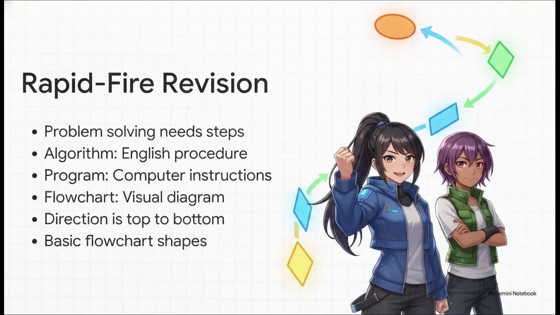Remember, problem-solving requires sequential steps. An algorithm is that step-by-step procedure written in simple English. A computer program is when we give those exact instructions to a computer. A flowchart is simply the visual diagram of that algorithm. The general flow direction is always top to bottom or sometimes left to right. And our core shapes are the oval for start-stop, parallelogram for input-output, rectangle for processing, diamond for decisions, arrows for flow, and circles to connect.